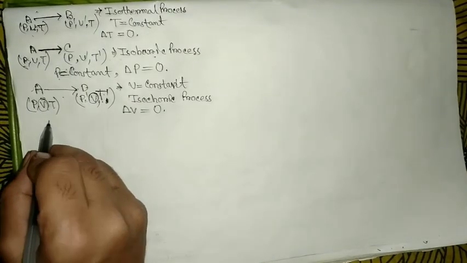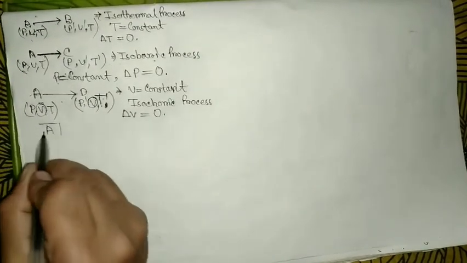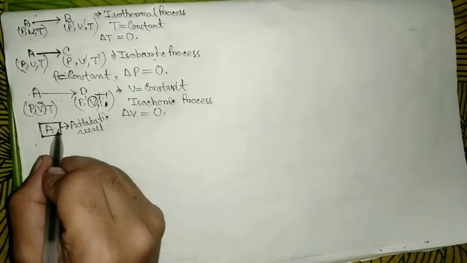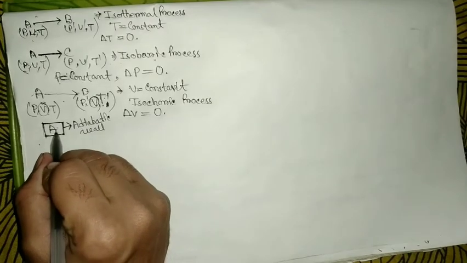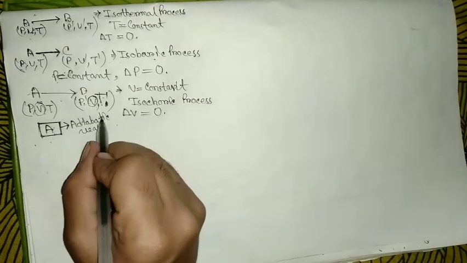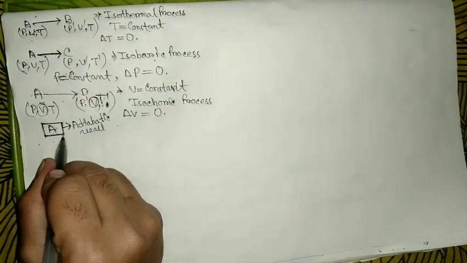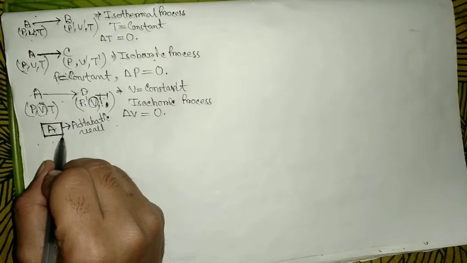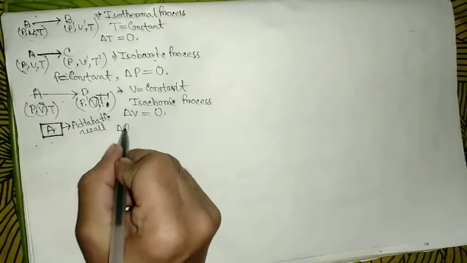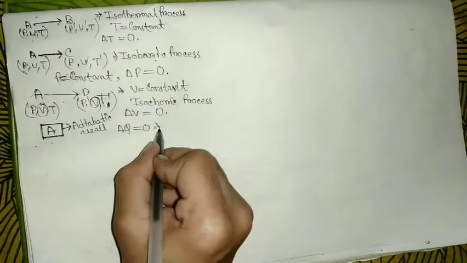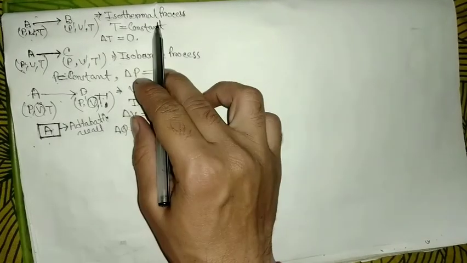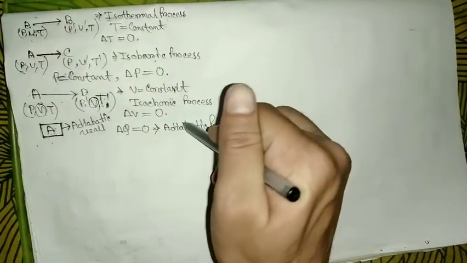And somehow if we make system A completely isolated from surrounding, if we put system A inside an adiabatic wall, that means system A is isolated from surrounding. That means system A is an isolated system. System A can't allow the flow of heat. So for system A, change in heat will be 0, and we are saying this type of process is adiabatic process.